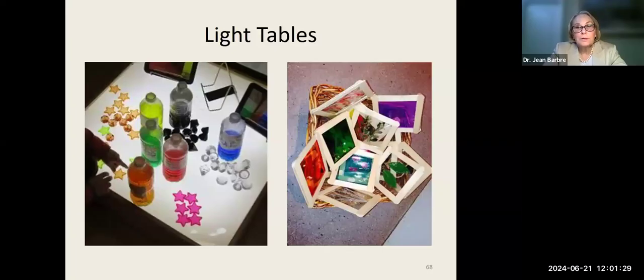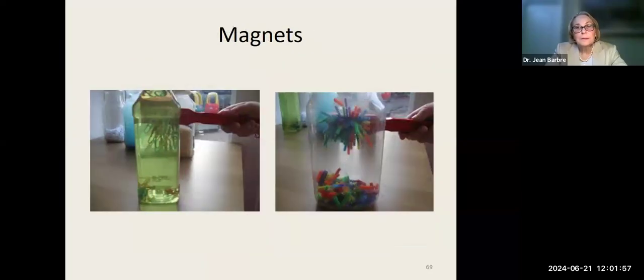Light tables are another object. Just using repurposed bottles here, there's lots of things. Are things clear? Are they opaque? What happens here? Flashlights are another tool that you can use for light. These are just popsicle sticks with acrylic with different things in them, and children can put those over a light table.